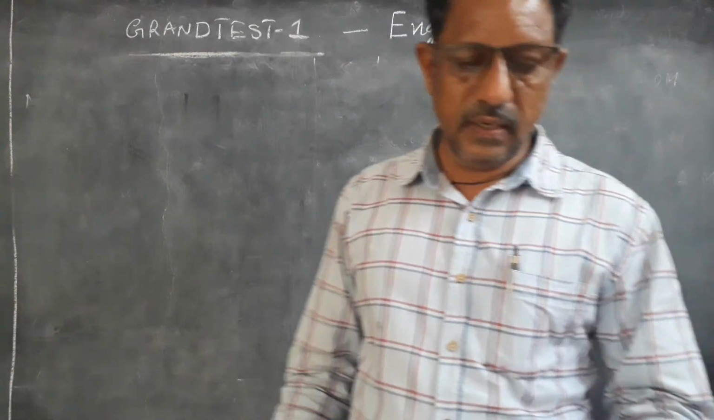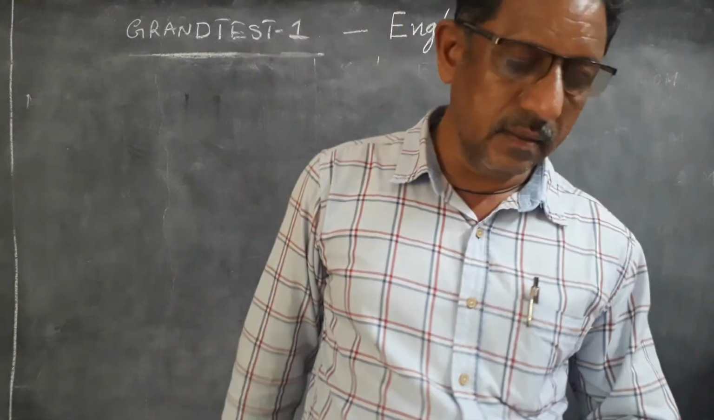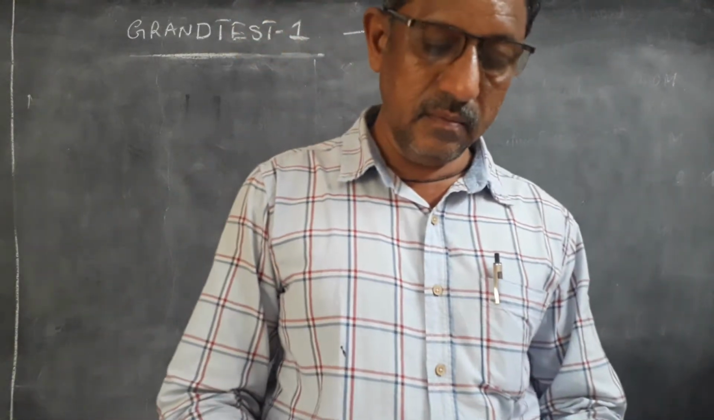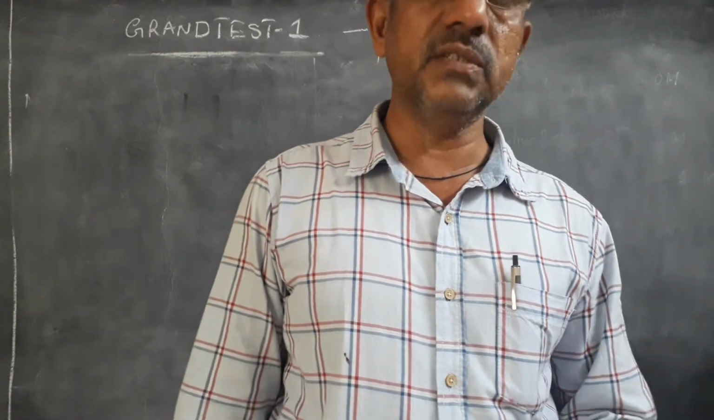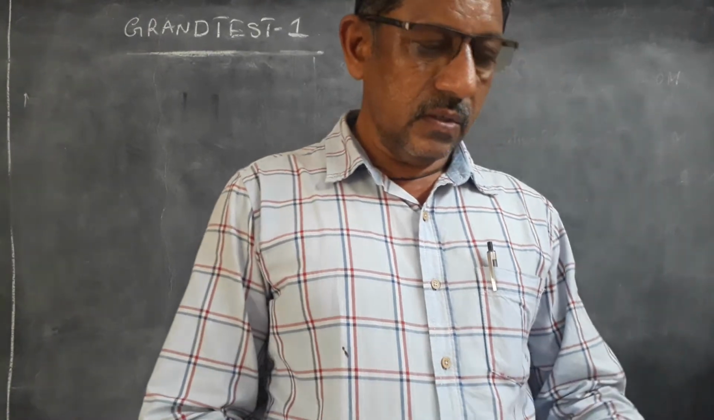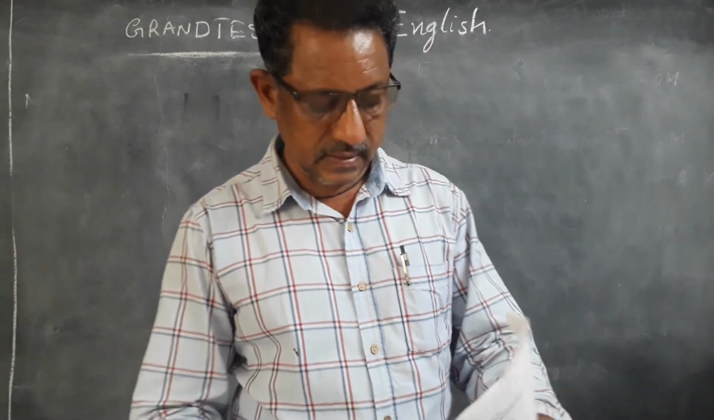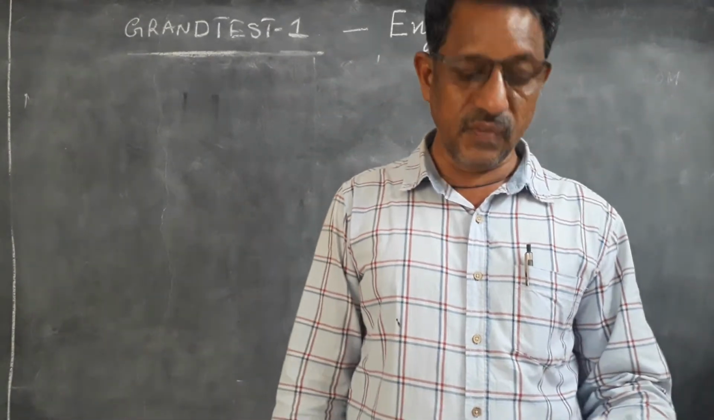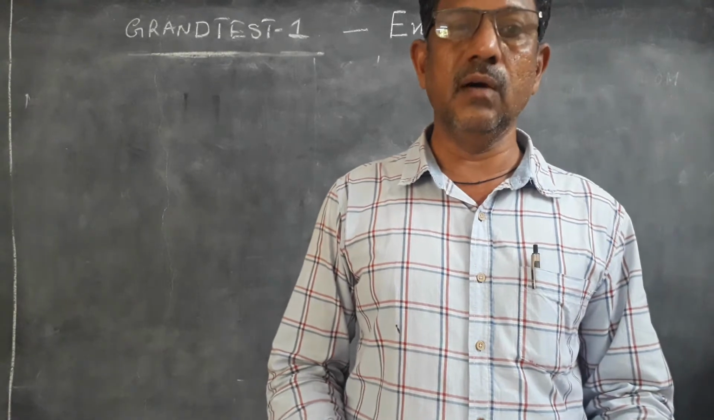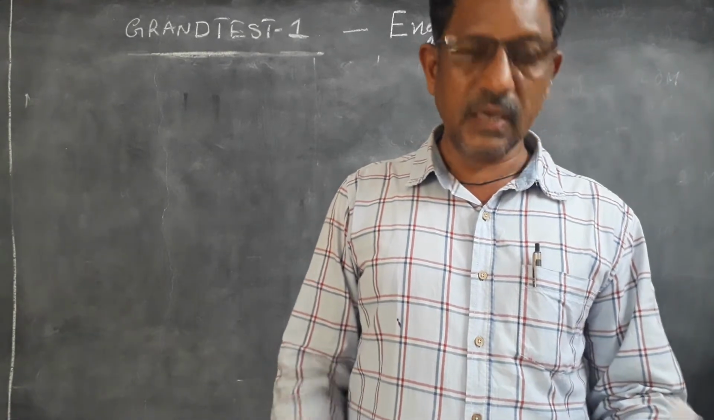Okay, first section A, reading comprehension. This passage is given from the lesson A reading, My Childhood. In this passage you have to answer 2 questions in 1 or 2 sentences. Next, third, fourth, fifth questions have options. They are multiple choice.